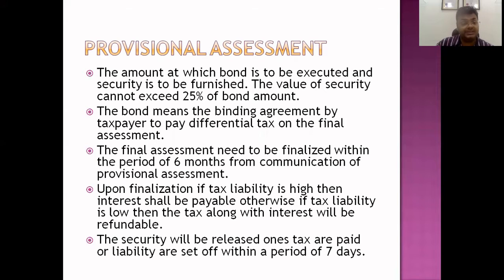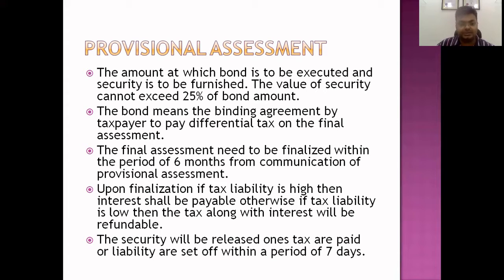It is necessary for the taxpayer that after paying the taxes on a provisional basis, he also submits a bond to the proper officer. A bond is a binding agreement in which the person binds himself that he will pay the tax if in the future, at the time of final assessment, the tax liability is more than he has paid in the provisional assessment. He also has to offer security in the form of a bank guarantee of 25% of the bond amount to the proper officer.